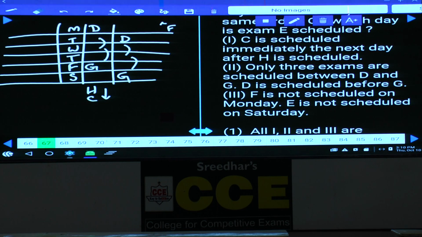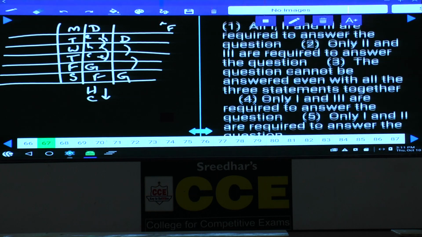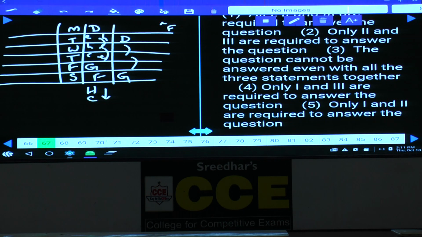F cannot be here. H and C, if you fix here, E is not scheduled on Saturday. As E is not scheduled on Saturday, F can be here. E, H, R, C, or E, H, R, C could be like this, isn't it? Still we are having two possible decisions. So by combining all the three statements also, we cannot determine the answer. Hence, what is the answer? It cannot be answered even by combining all the three, that is choice 3. 67, it is choice 3.